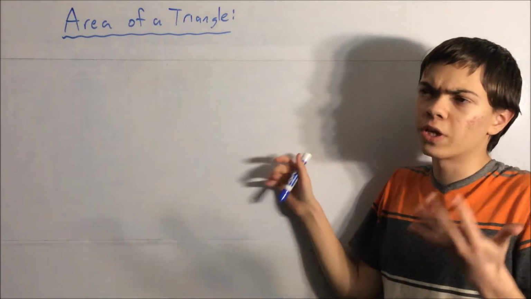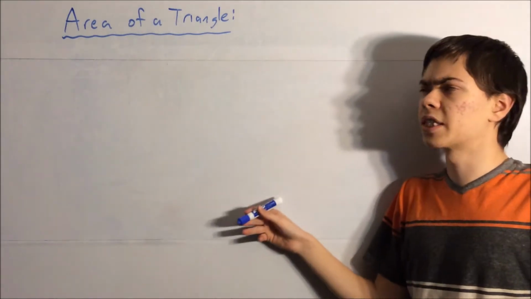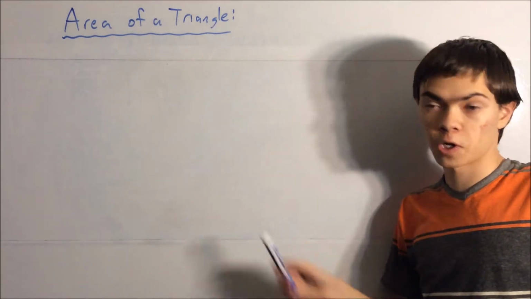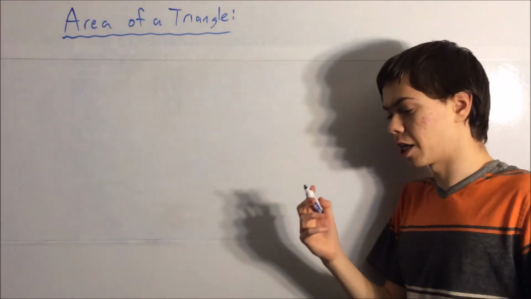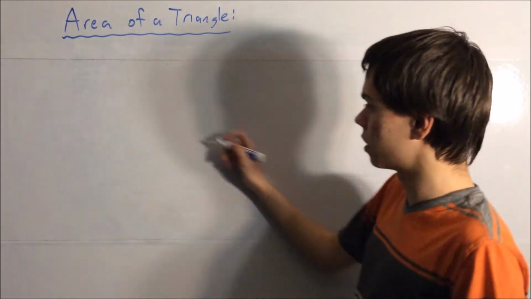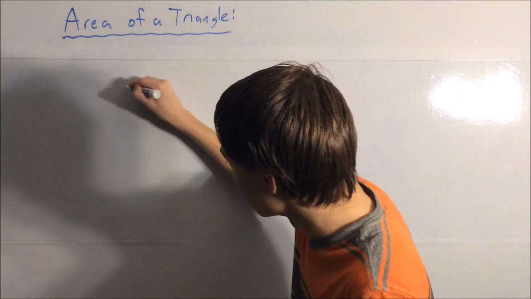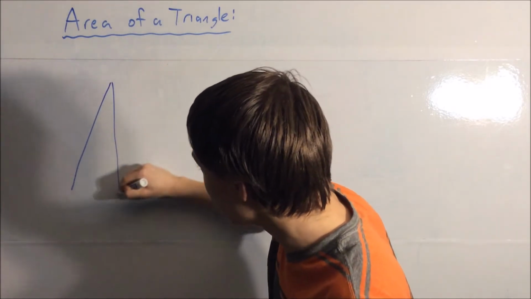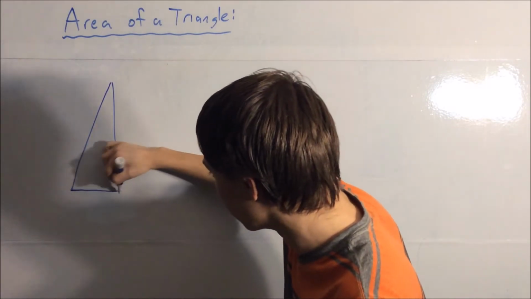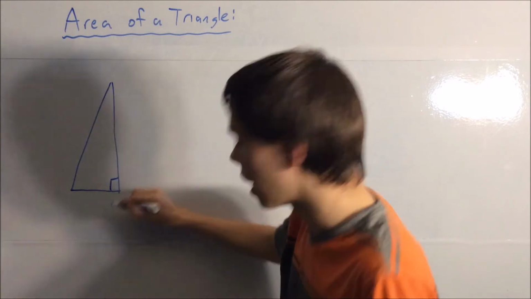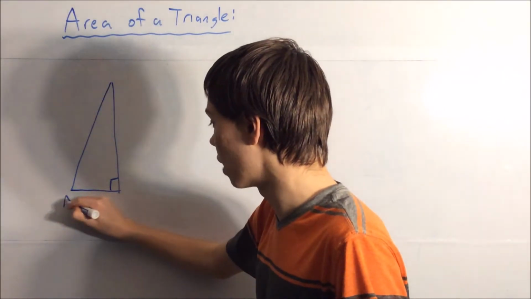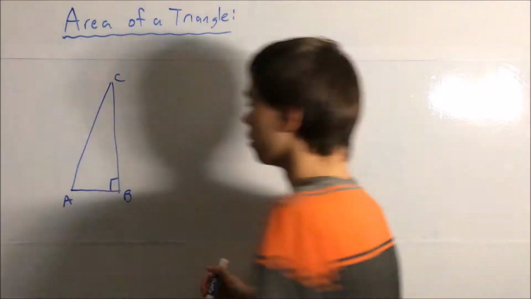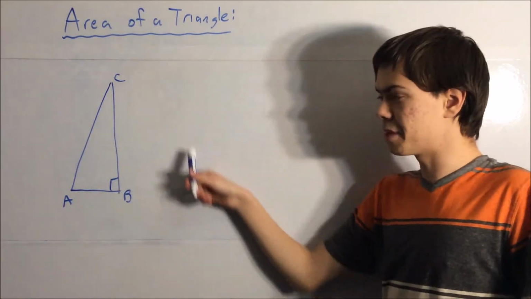And what you're going to start to realize is if you're trying to find it, it's probably pretty useful to find the formula for the area of a right triangle first. So let's start with a right triangle and see if that will help us. Let's just say we have a right triangle that looks like this. I'm going to call this right triangle ABC. So this is triangle ABC.